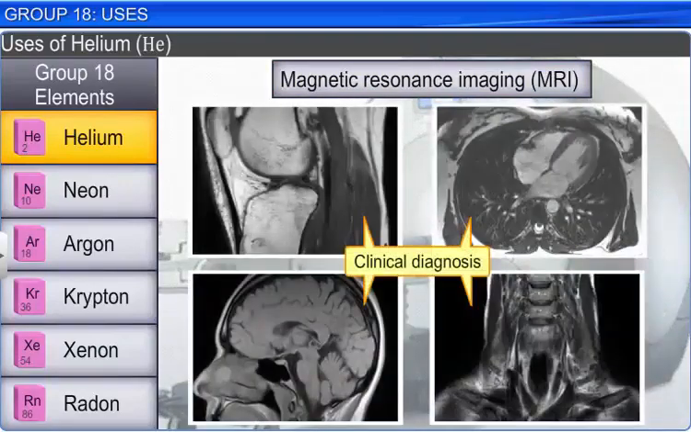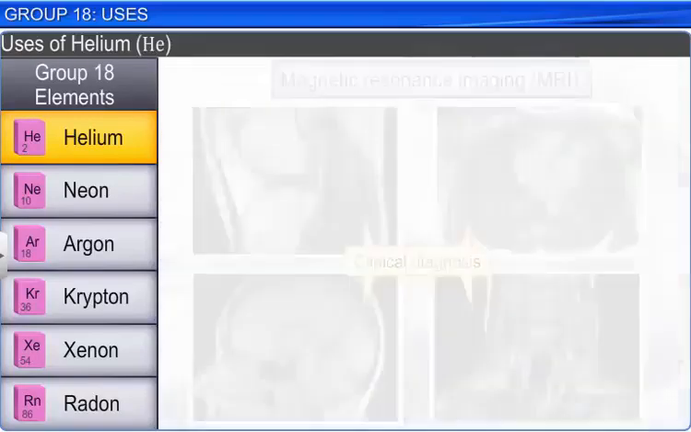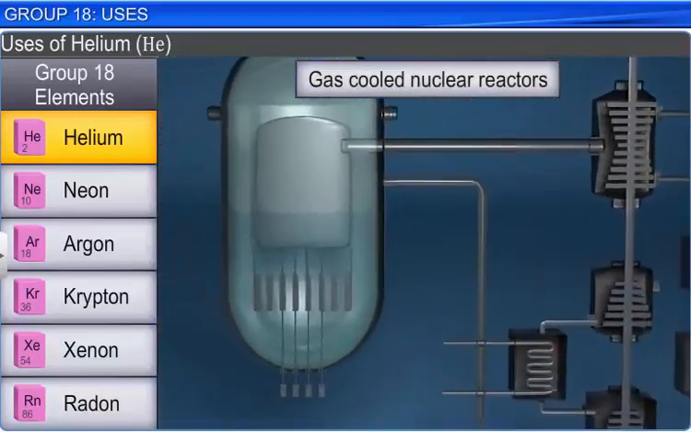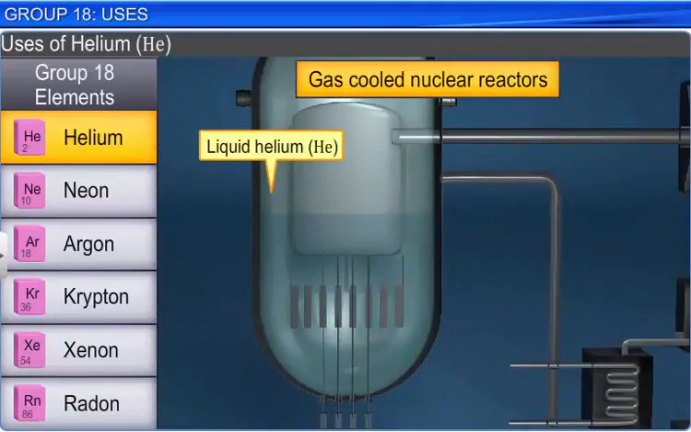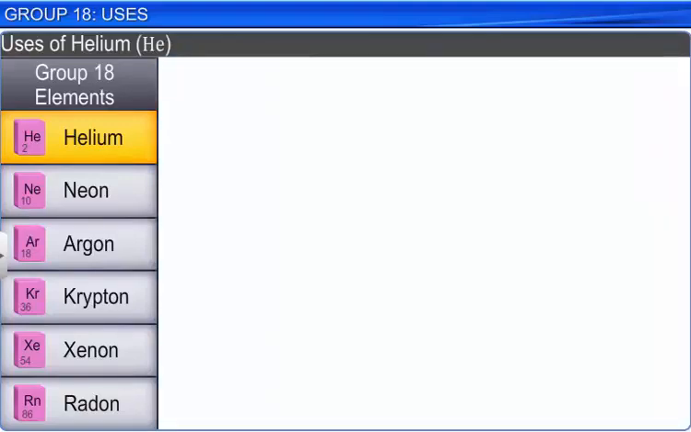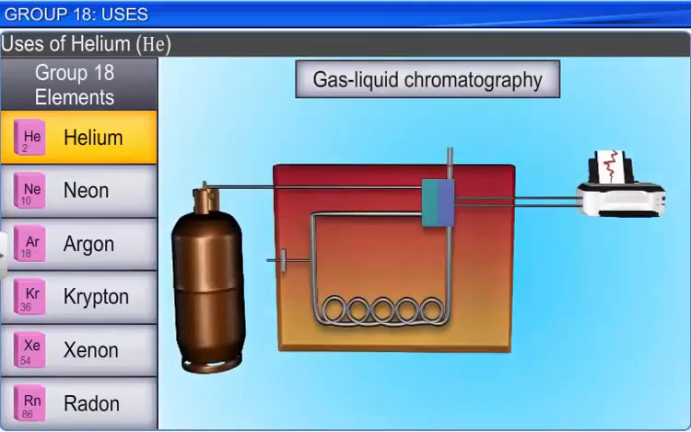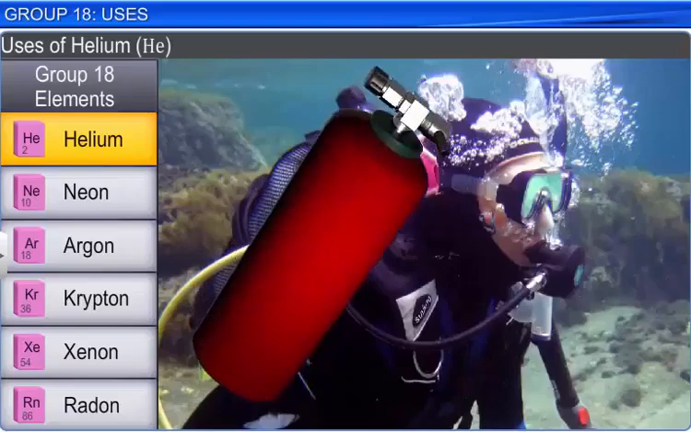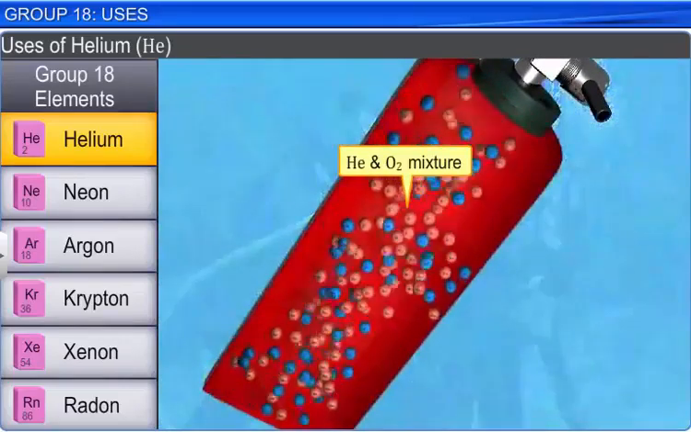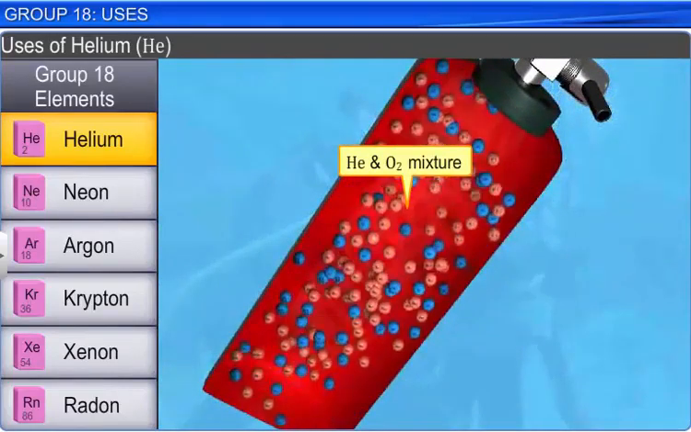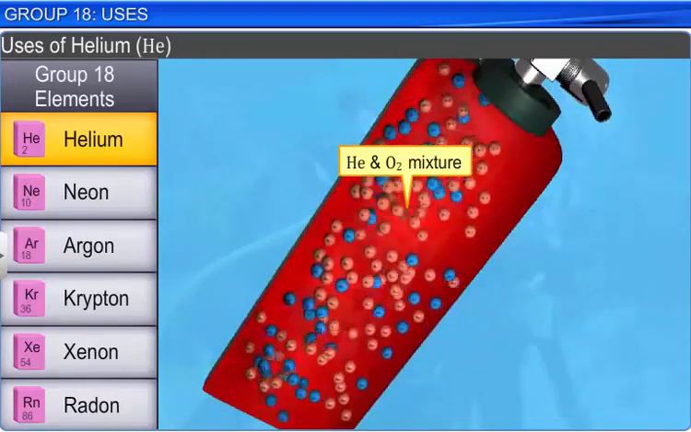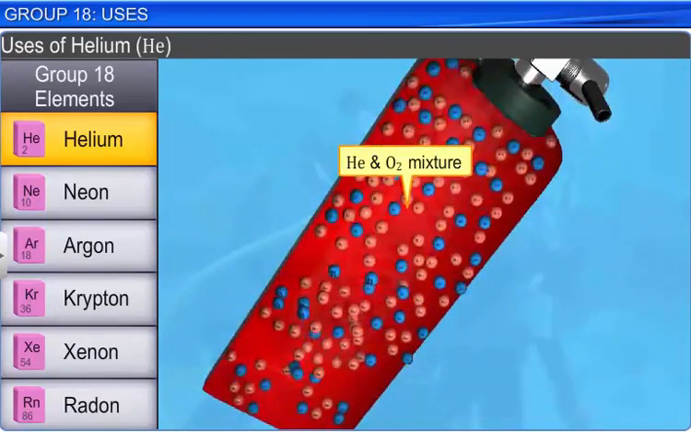It is used as the cooling gas in gas-cooled nuclear reactors and as a flow gas in gas-liquid chromatography. Helium is used to dilute dioxygen in the cylinders carried by sea divers. This is because it is only slightly soluble in blood even at the high pressures that divers encounter deep in the sea.